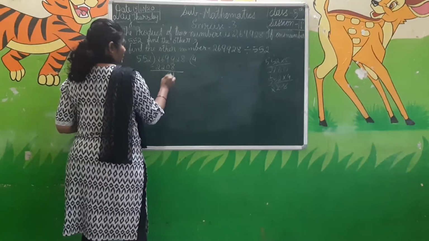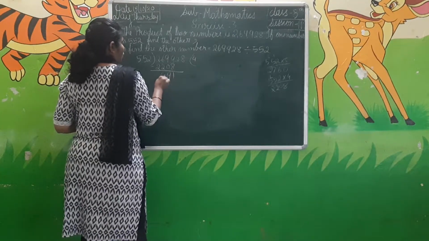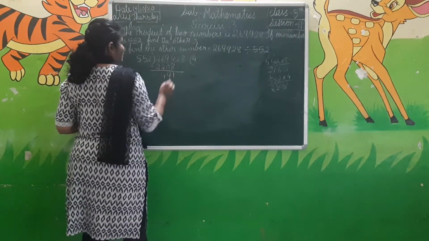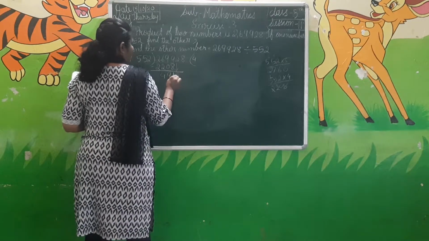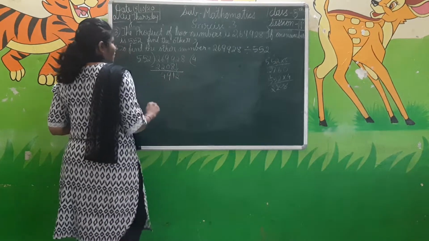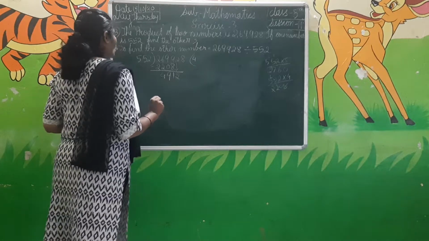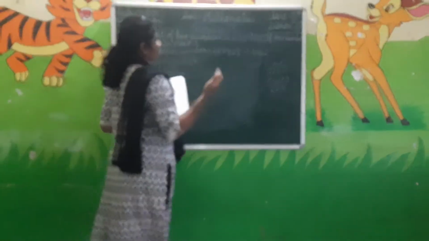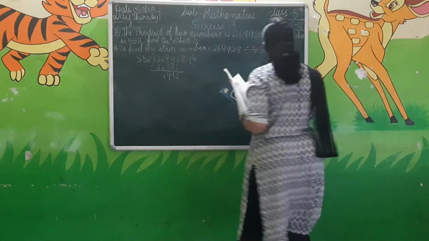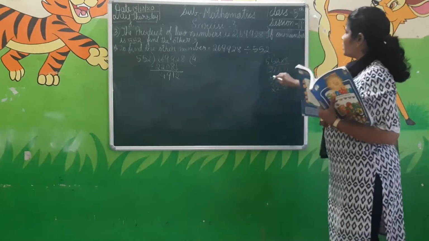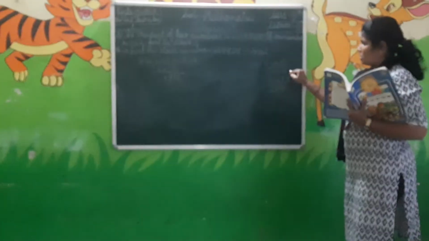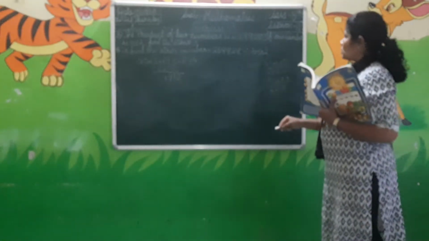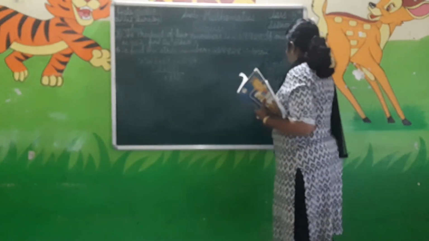So 552 into 4 is equal to 2208. Okay, subtract now. 9 minus 8 is 1, 9 minus 0 is 9 itself, 6 minus 2 is 4. 2 minus 2 will be 0. Next you take the fifth number down, that is 2. 4, 9, 1, 2. Then you go for the next number. When you multiply with the 5, we get the answer 2760. So we can go for the next number.